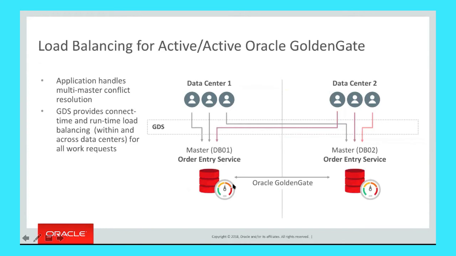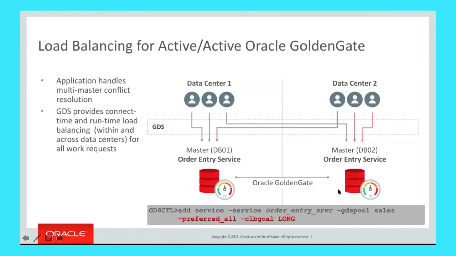And then the goal in this case is to load balance my workload, both read-write as well as read-only, across these two databases. Right? Now, how do I achieve that? In the previous example, we showed load balancing for read-only workload. In this example, it's load balancing for read-write workload, right?